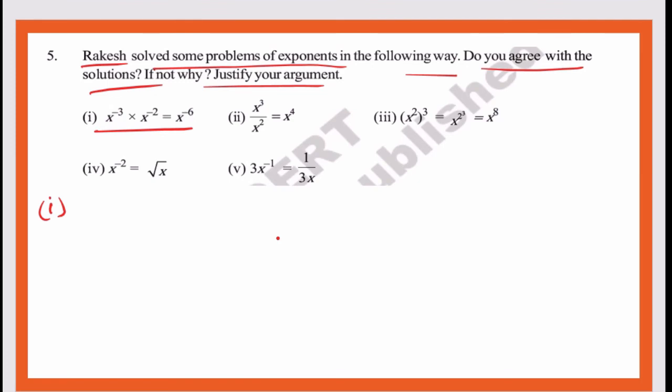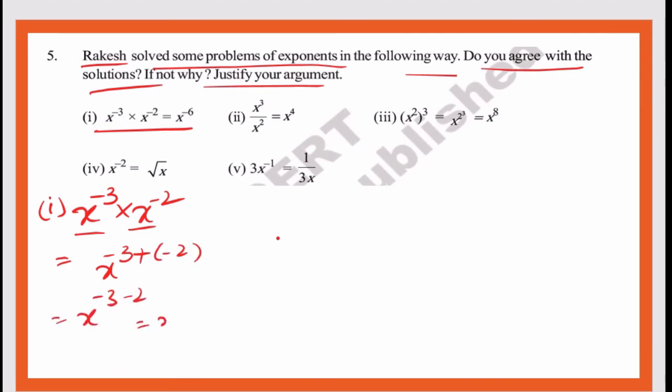So first question, what is correct or not? Can you say that it is correct? He has done all the problems wrong, so that we know, but we need to say the correct ones. Already we know x power minus 3 into x power minus 2. When bases are the same, exponents will be added. So minus 3 plus of minus 2, which is nothing but x power minus 3 minus 2, which is nothing but x power minus 5.